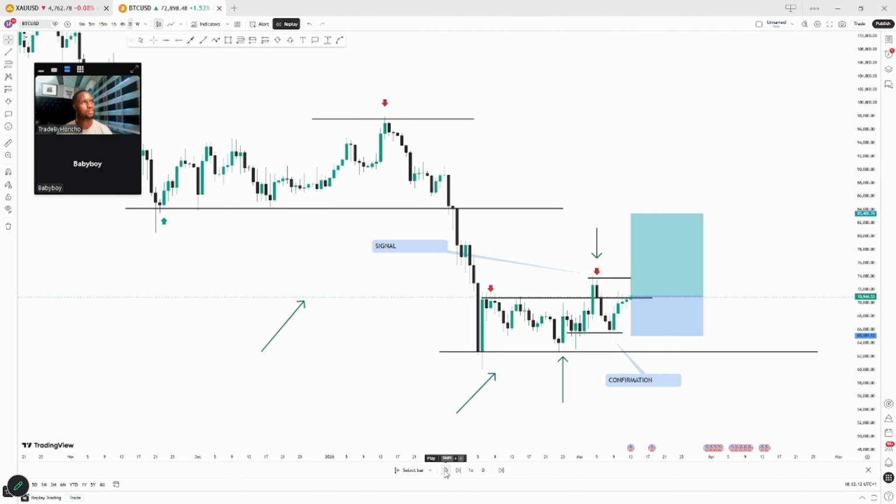Do you remember how we entered here? This was our signal. This was our confirmation. This break was of this confirmation high. This was our continuation. So we entered here, our stop loss here. We aim from 1 to 2, and then we play. Let's see what happened.